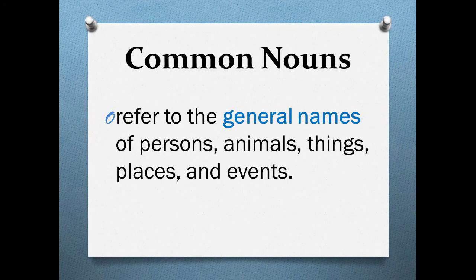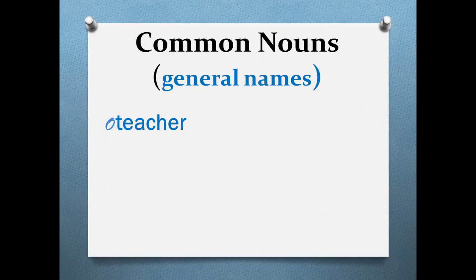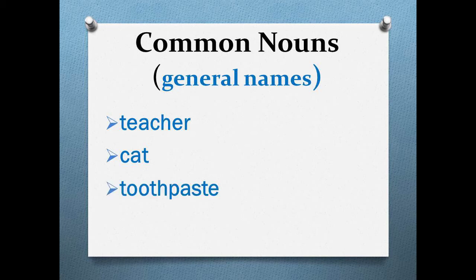The common nouns refer to the general names of persons, animals, things, places, and events. Again, it's the general names. Examples of common nouns are the word teacher, which refers to a person. Another example of a common noun, the word cat, which is a name of an animal. Another word is toothpaste, which is a name of a thing. And the word school, which is a name of a place. All of these words are general names, right? So they are common nouns.